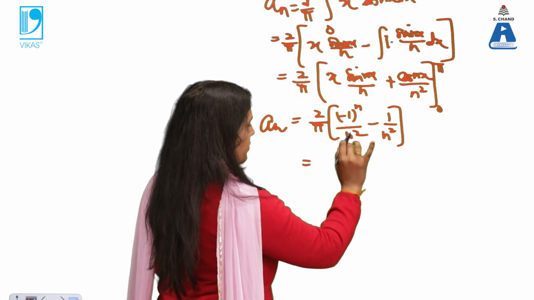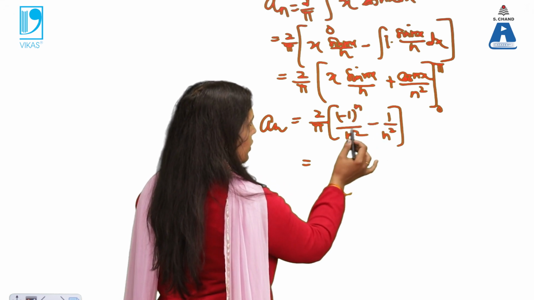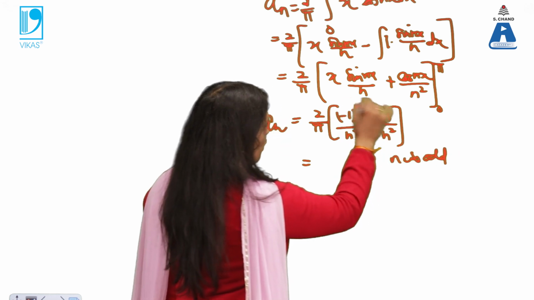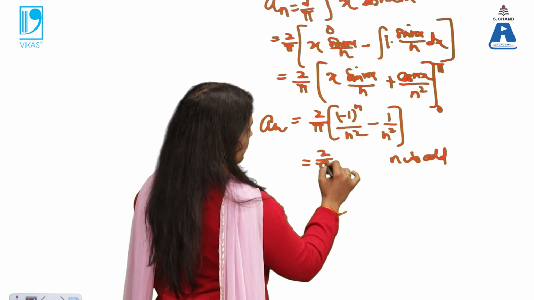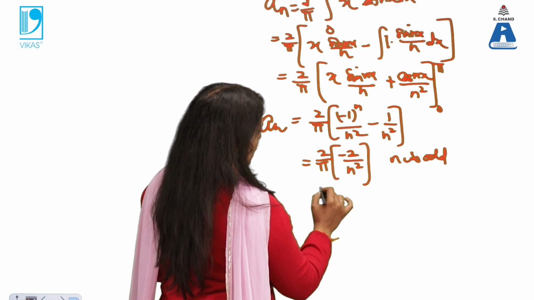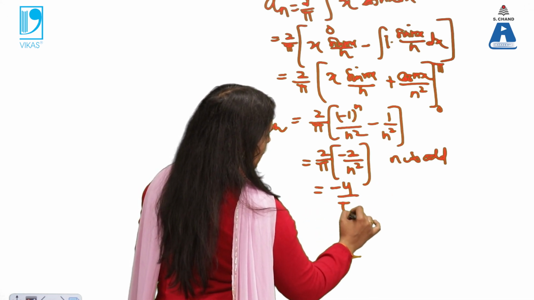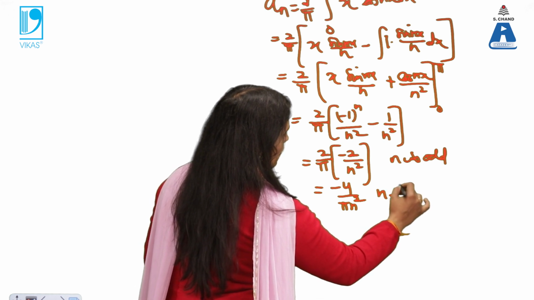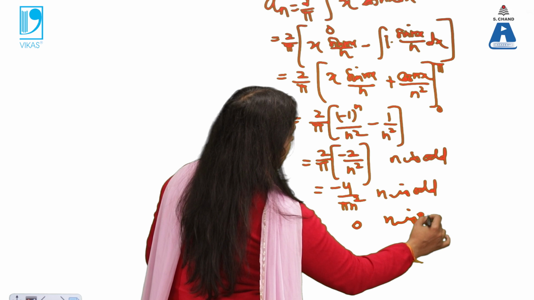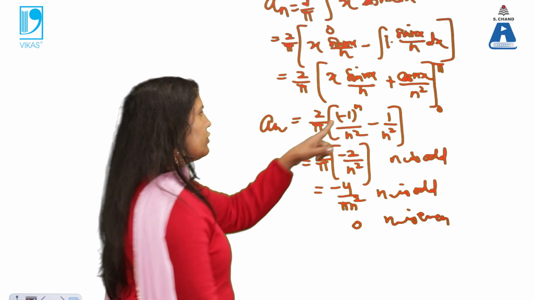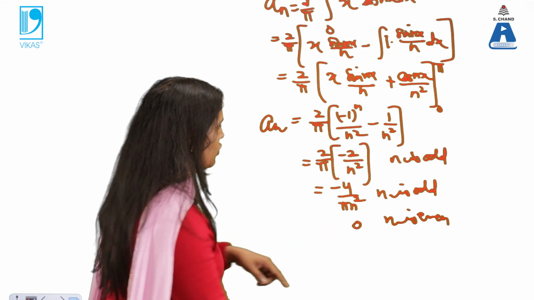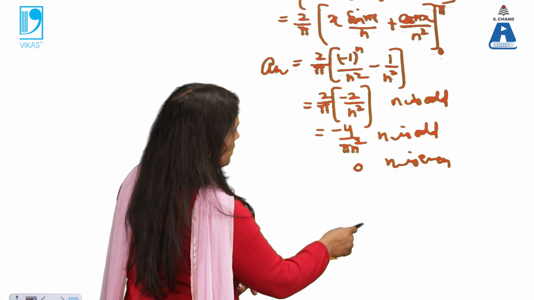Now when n is odd, it will be a minus sign. When n is odd, the complete value I am calculating will be minus 2 by n square. So finally it is minus 4 by pi n square when n is odd, and 0 if n is even. Because for even n this value will become positive, so 1 by n square minus 1 by n square will be 0.